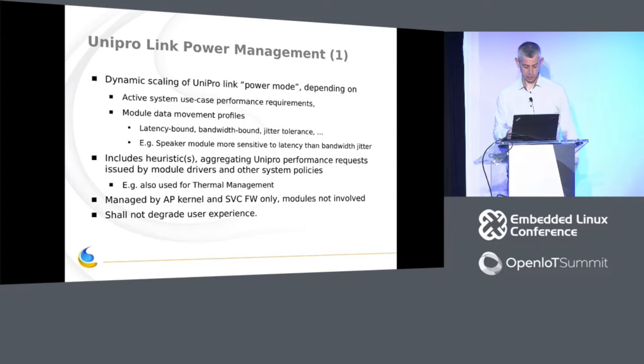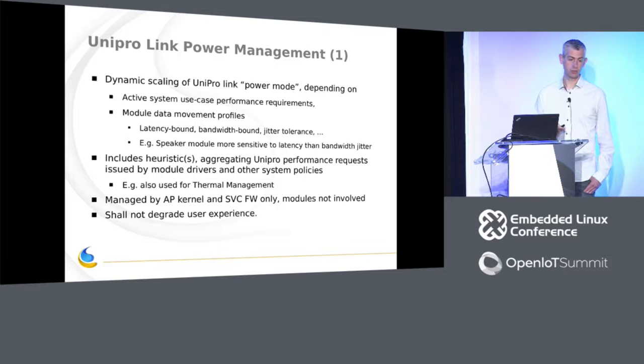So we will be profiling the modules. When I say profiling, it means that the module will advertise to the UniPro link power management framework how much latency or how much bandwidth it is sensitive to. For instance, if a module is implementing the camera class, we know it requires a lot of bandwidth. If it's implementing a sensor class, we know it doesn't require a lot of bandwidth. So based on all these performance hints, the module will advertise to the Greybus kernel, which will be able to select the right speed.